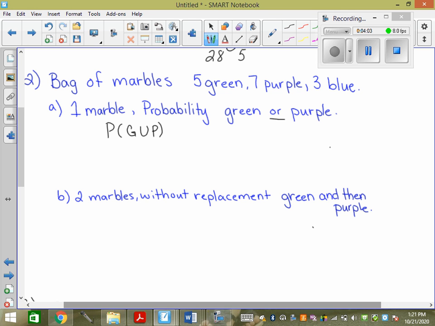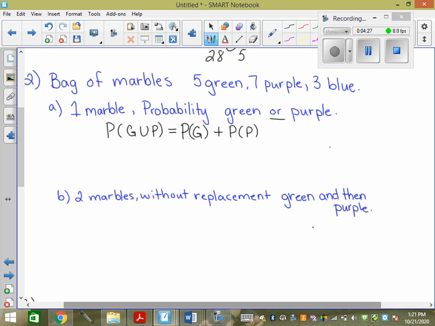Or was times? Nope. Exactly. Probability of green plus the probability of purple. And if you forget, Juliana, look at the formula sheet. It has a plus sign, right? Okay. So we do probability of green plus the probability of purple.